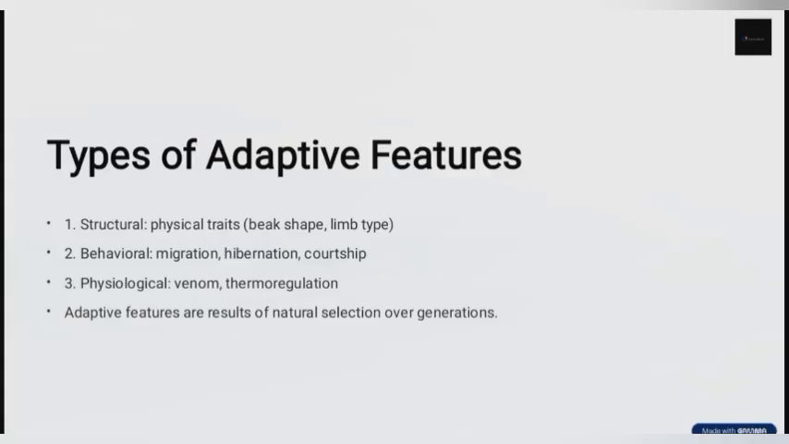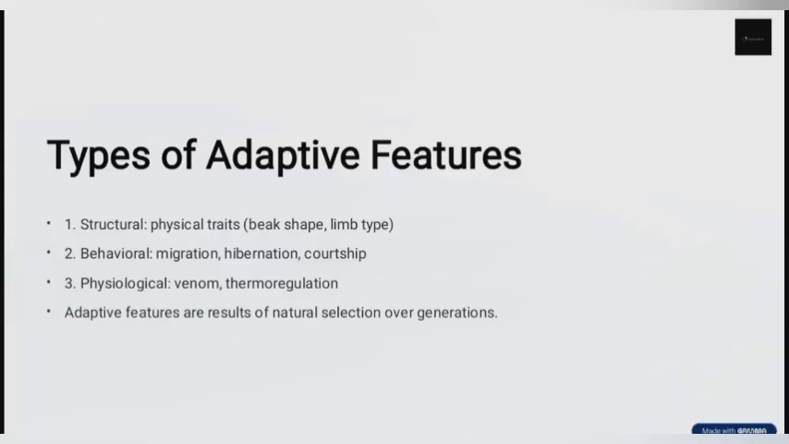So lastly, types of adaptive features. We have structural, behavioral, and physiological. Structural adaptive features include those physical traits you can see, like limb type. Do they work with their 4 limbs or use their upper 2 limbs to do complex tasks? Do they have webbed feet or not? All those are physical traits. Long necks, short necks. They have spines on their back. Those are adaptive features. Secondly, we have behavioral.